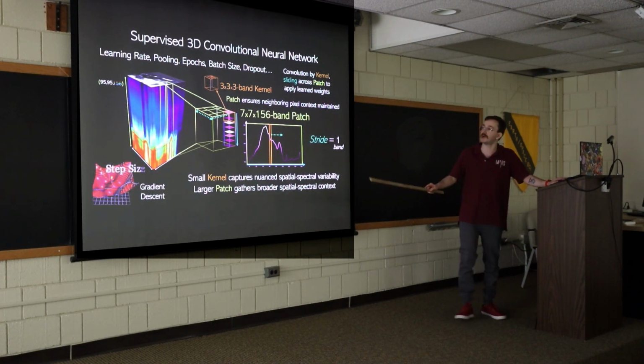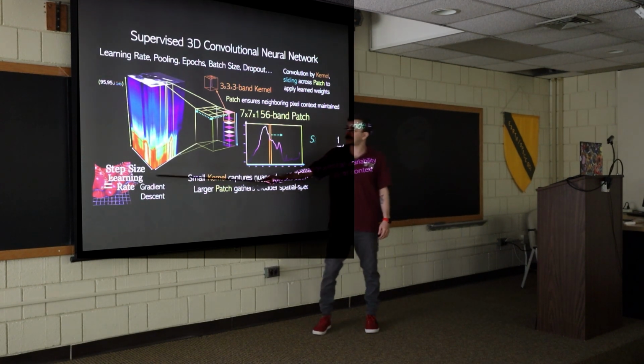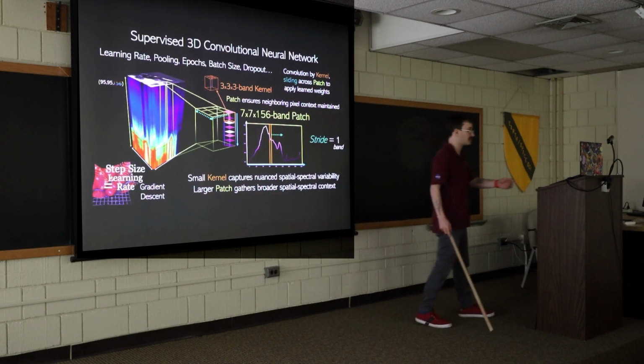There's also learning rate and pooling and epochs and all this other stuff that's not really important right now. But I think it's worth noting that the learning rate, which you might have heard before in the context of machine learning, is just the step size of that gradient descent. So the rate at which we're descending is that learning rate.